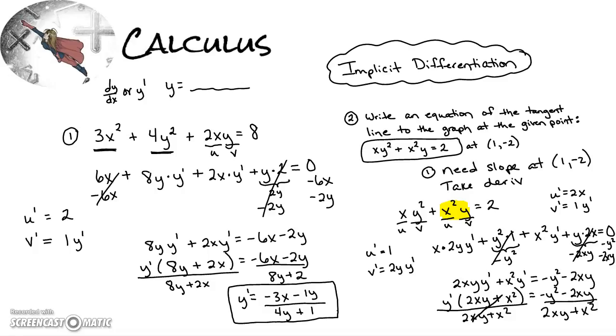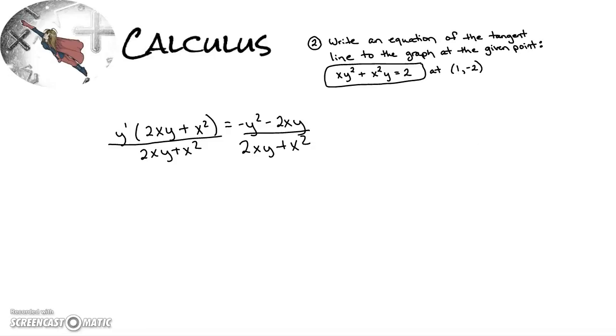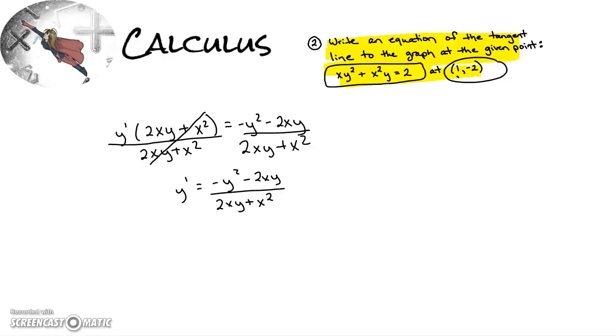Okay, so then this is canceled, and then we have y prime. I copied it onto the next page here. So this is the part that's canceled. So this is what y prime equals. Negative y squared minus 2xy over 2xy plus x squared. All right, and I also recopied the question. So here's what we were trying to do. We were finding the slope. So now we plug in this point. This is our x and our y that we can plug in.